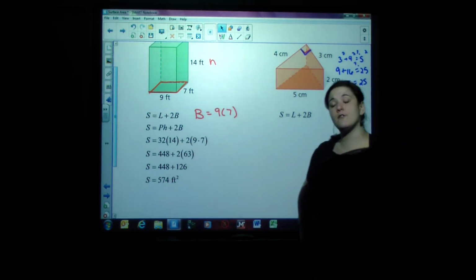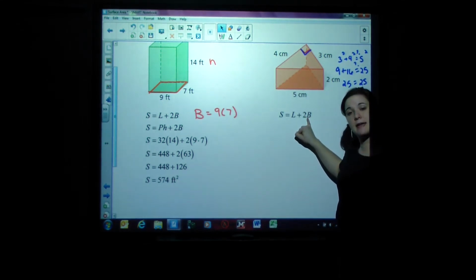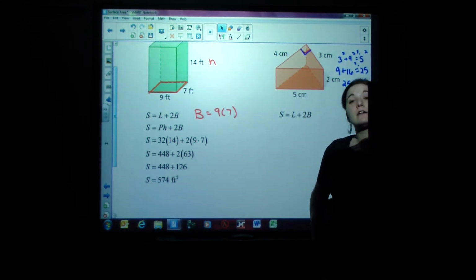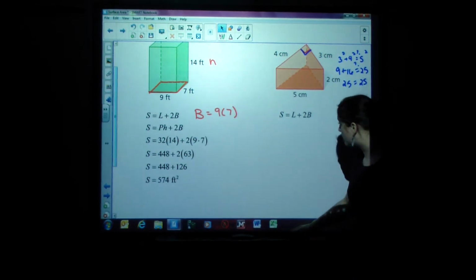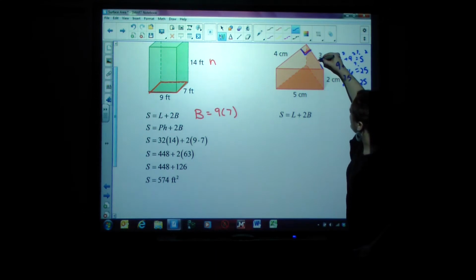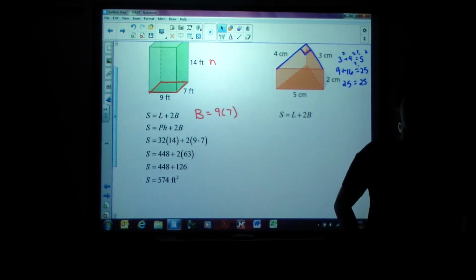Now, why is that helpful? Well, we have to find capital B, which is the area of the base. And the only way to find the area of a triangle is to take 1/2 base of the triangle times the height of the triangle. So in this case, that triangle's dimensions need to make a right angle. When we find the area of a triangle, we have to have that right angle.